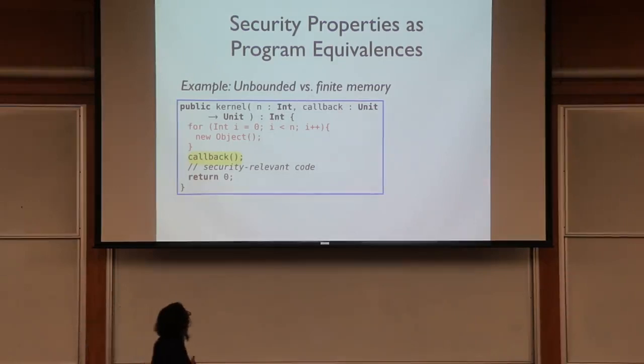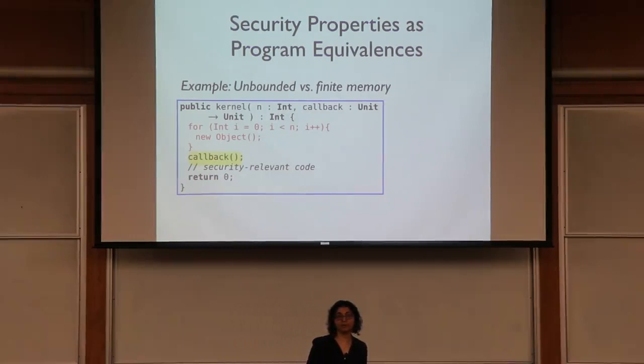So what I'm doing is I'm allocating n new objects, using up a certain amount of memory. And then I'm calling the callback function. Now, just hypothetically, if in the target language you run out of memory after allocating n objects, then if that callback code allocates another object or another few objects, you will never get to that security relevant code at the bottom. The program will crash before that. It will run out of memory before that. Whereas in the source language, I expect this to always succeed. I will always be able to run that security relevant code that's at the bottom before I return.